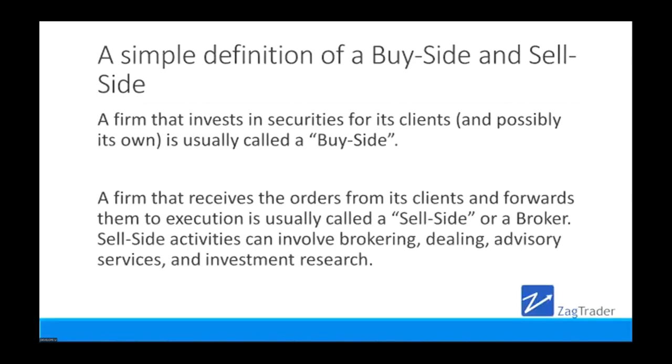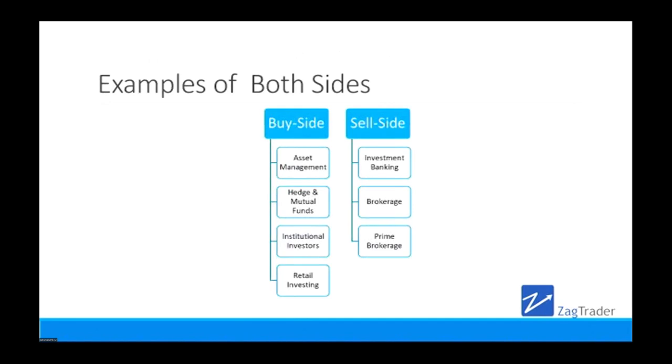Okay, now look at the screen. So this is what we have as a buy side, and this is what we have as sell side. People on the buy side are asset management companies, hedge and mutual funds, institutional investors, and retail investing. And on the sell side, we have investment banking, brokerage, and prime brokerage. Don't worry, by the end of today this will be very, very clear because I'm going to be using this to finally get into the practical side of everything we are doing today.